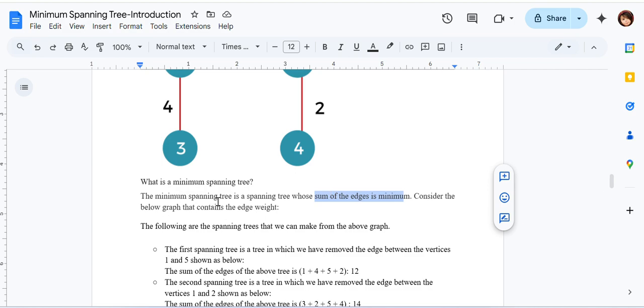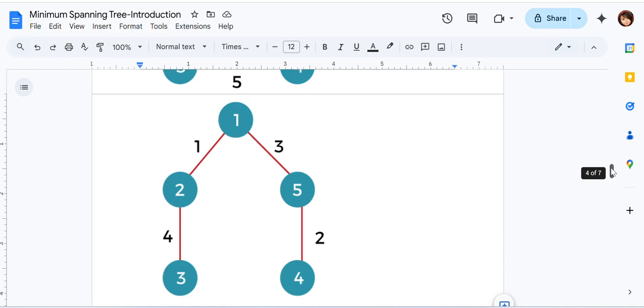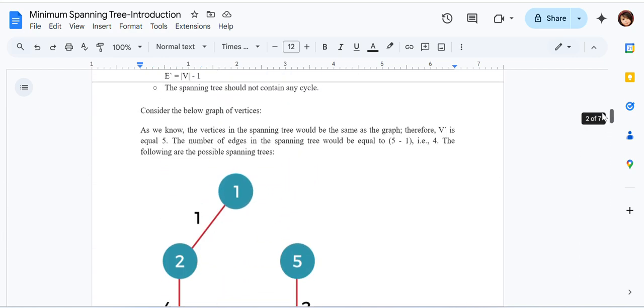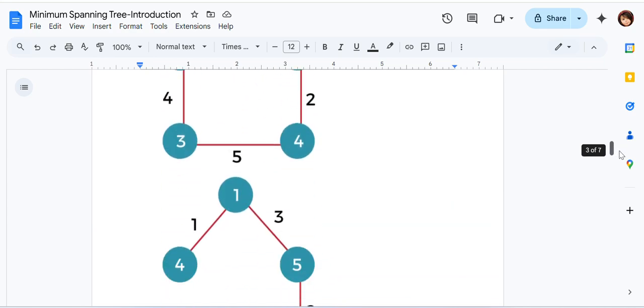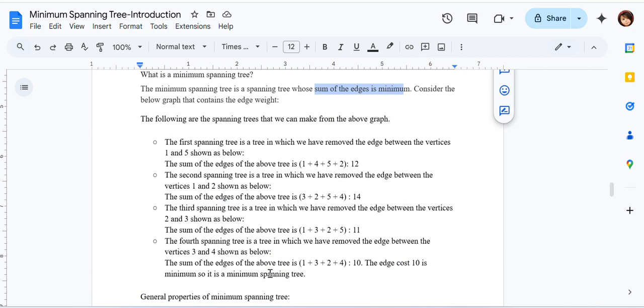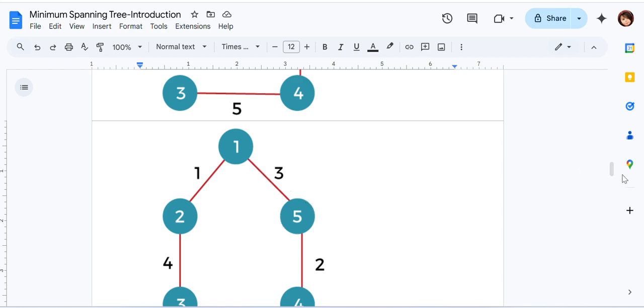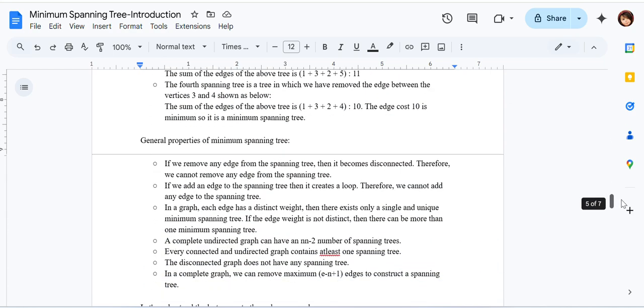A minimum spanning tree also satisfies the properties of a spanning tree, whose sum of edges is minimum. So what are the things we have to satisfy? The main thing is that I should not form a cycle. The second thing is that I should add up all the weights and the total should be minimum. That is the main objective. This is what we discussed before. The edge cost 10 is minimum, so the last one is the minimum spanning tree. This is your MST.